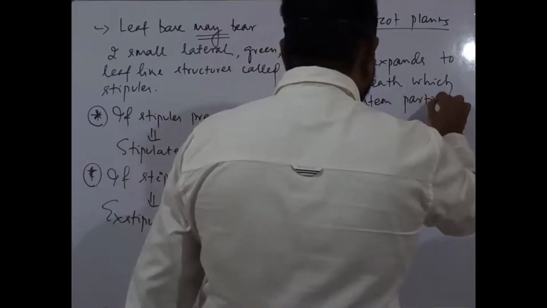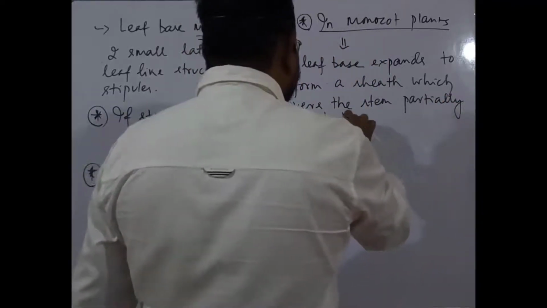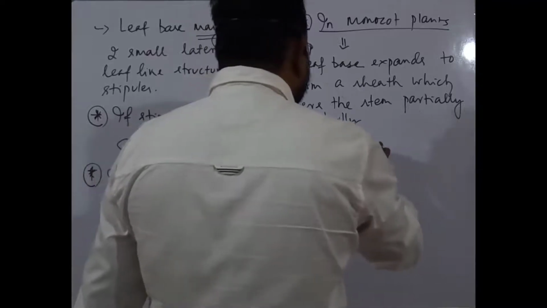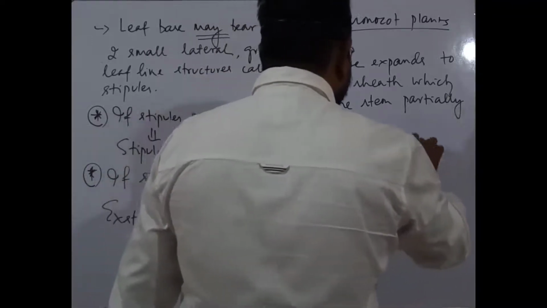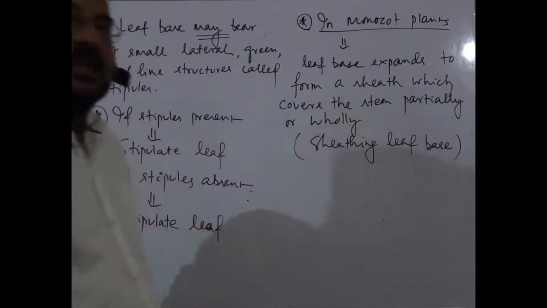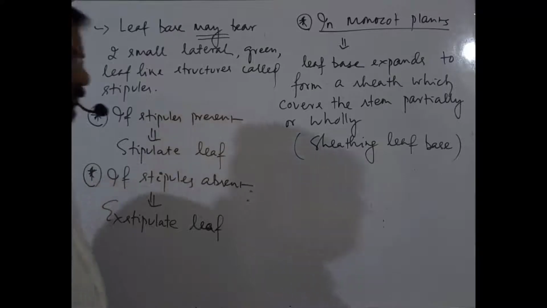Which covers the stem partially or wholly, and this is called sheathing leaf base. This type of sheathing leaf base you can find in monocot plants like rice and maize.